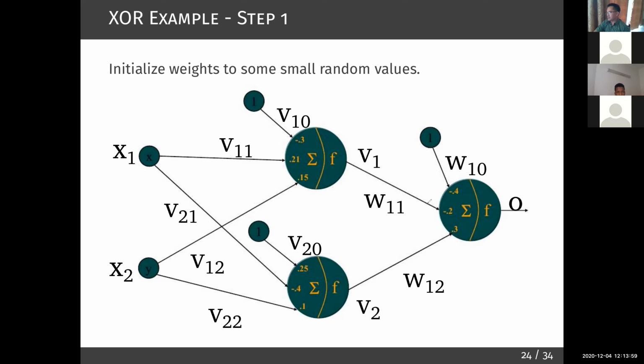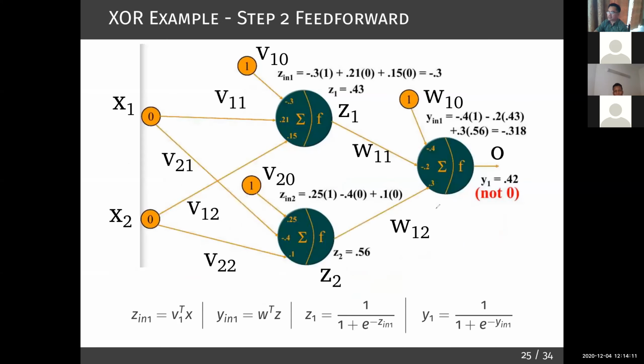Okay, W10 is 0.4, W11 is minus 0.2, W12 is 0.3. Okay, those are the initial values of our weights. Now we feed forward. Okay, so how do we do feed forward? So here we say we compute. Okay, so from the input you have x1 and x2.